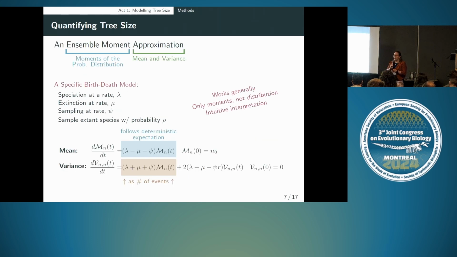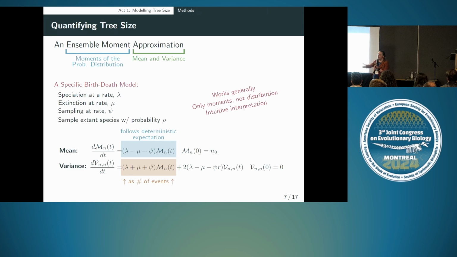A second method we could use is an ensemble moment approximation. Now, let's break down this name. So ensemble moment means that we're going to be looking at the moments of the distribution of tree sizes, not the distribution itself. So just summary statistics of that distribution. Second, it's an approximation. So that doesn't mean we don't get all of the moments. We only get a couple of them. So in this case, I'm going to only look at the mean and the variance.